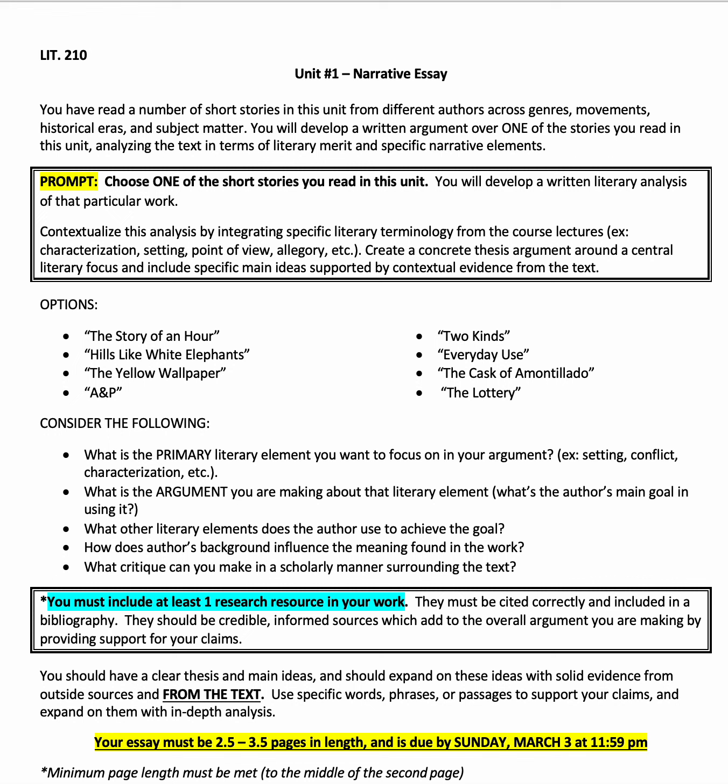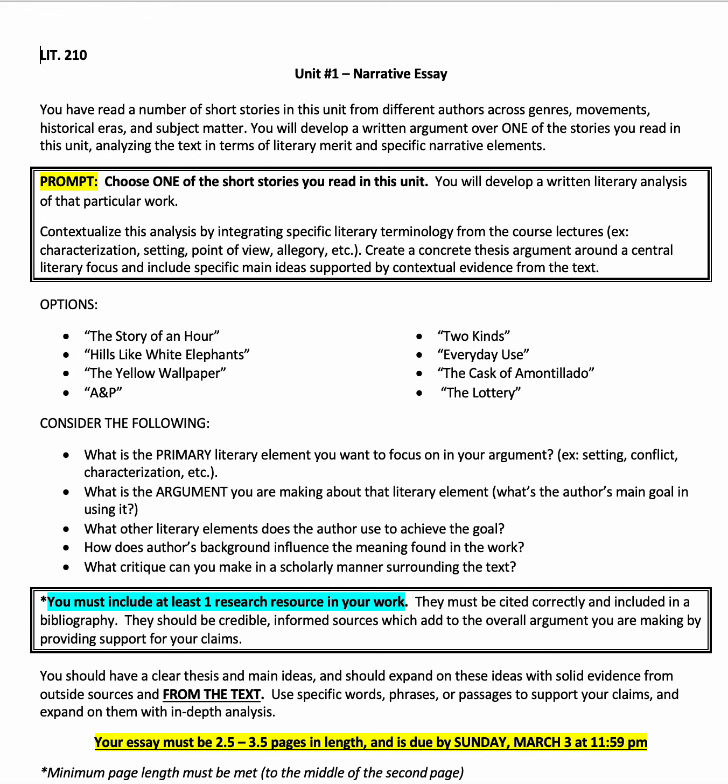So what you're going to do is basically choose one of the stories that you read in this unit, and develop a literary analysis essay over that work. So you need to contextualize these by integrating the literary terminology that you've learned from the course lectures, things like characterization, setting, point of view, etc. You're going to want to create a concrete argument about one of those foci and include specific main ideas supported by good evidence from the text.